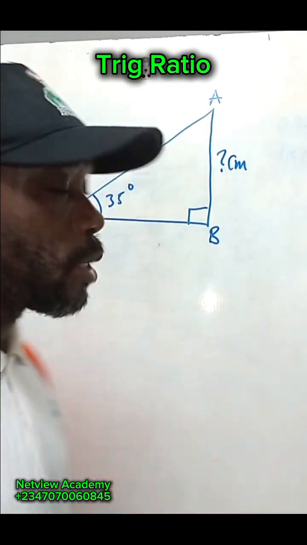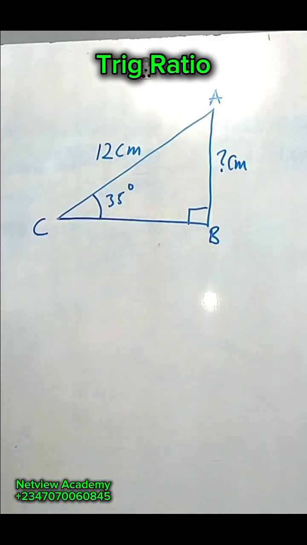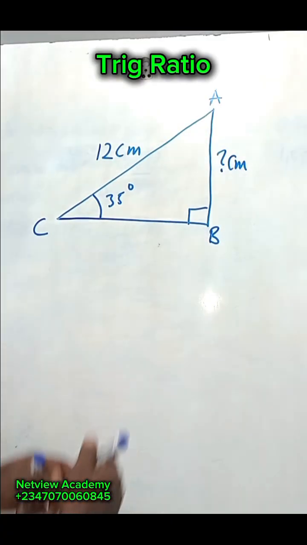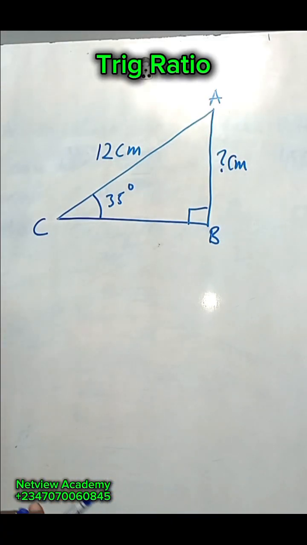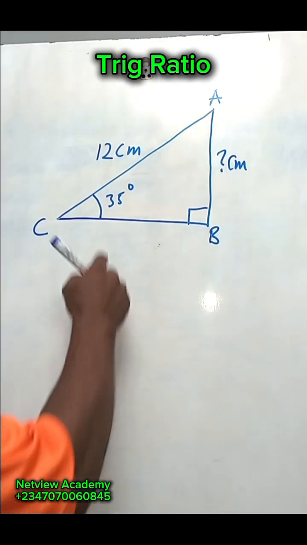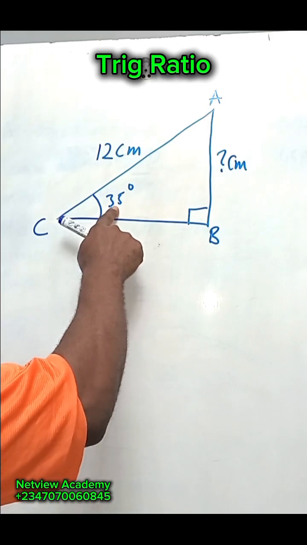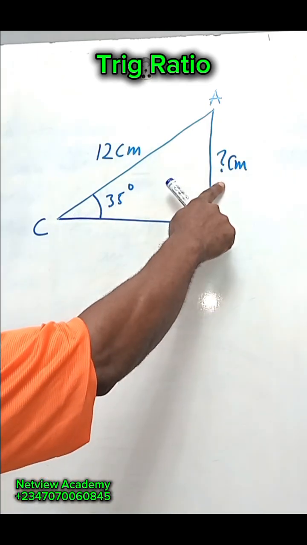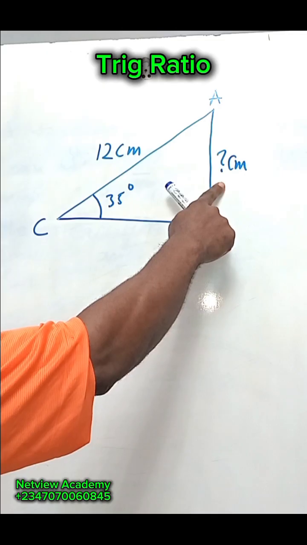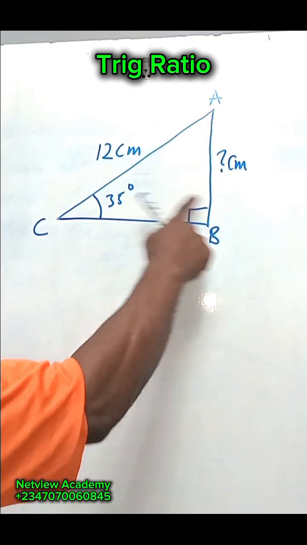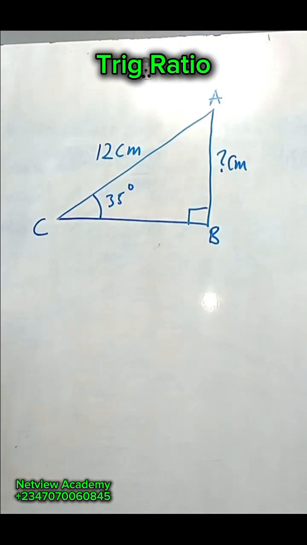Hello, let's solve this question together. In a right angle triangle, the hypotenuse is provided as 12 cm and the acute angle 35 degrees is also provided. The side opposite the acute angle is not provided, so we are asked to look for the length of the side opposite the acute angle. So how do we solve this problem?